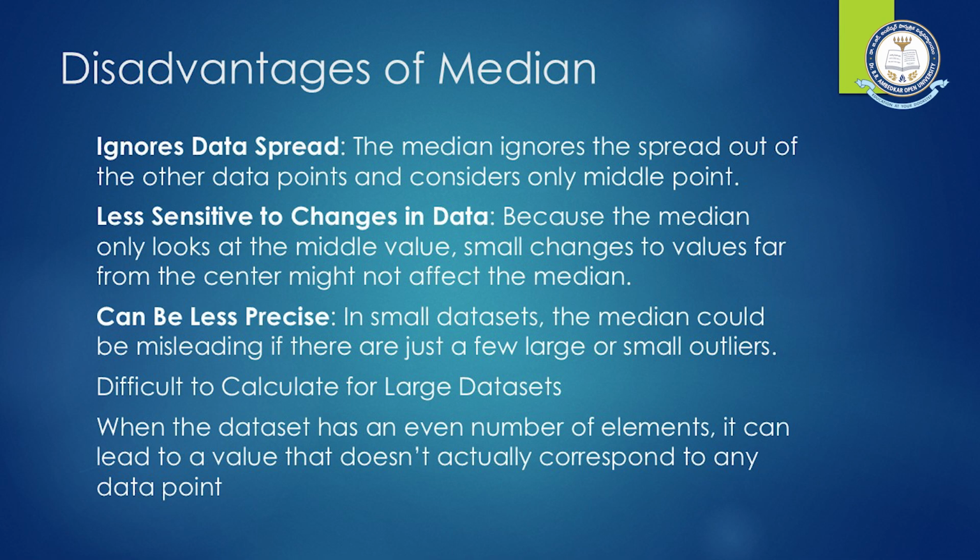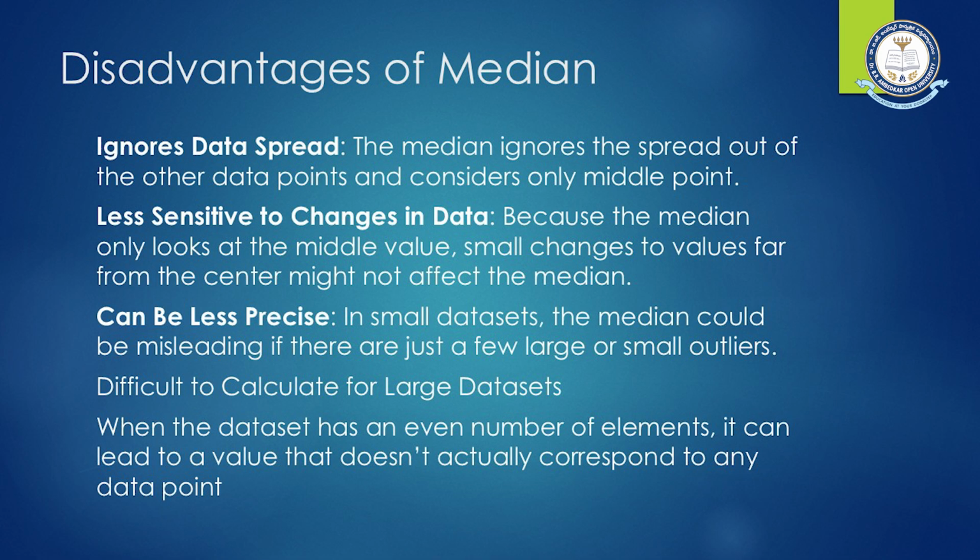It ignores data spread. For example, if there is a lot of difference between one value in the data set and another value in the data set, it will not consider such differences as in the case of mean, because median depends upon the position of the value and not on the quantum of the value. So, the median ignores the spread of the other data points and considers only the middle point.